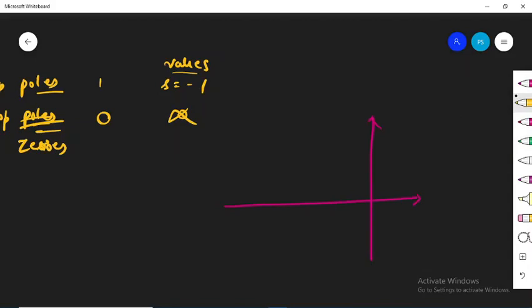So we have got only one pole in the system, which is lying at S is equal to -1. We have got no zeros in the system. Okay. So you just mark the poles and zeros on the S plane. Next step will be to determine the portions where the root locus will exist using rule number 4 on the real axis.